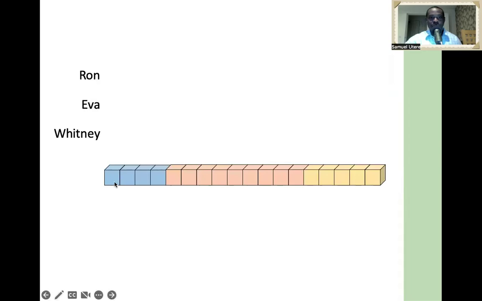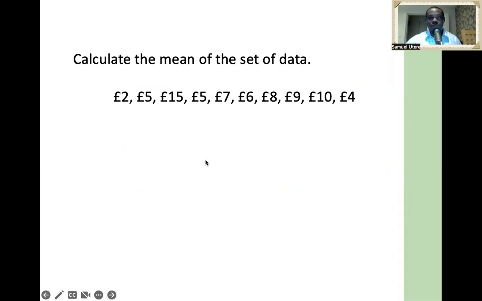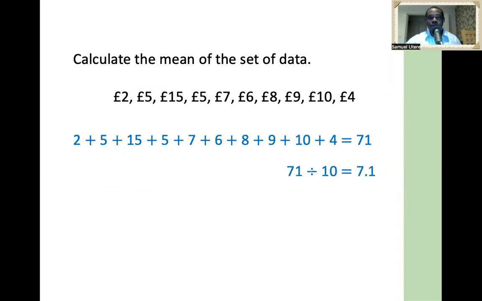So we added the number of cubes that Ron had, which is 4. We added the number of cubes that Eva had, which is 9. We added the number of cubes that Whitney had, which is 5. And then when we added everything, we divided by 3 because the idea is to share it equally amongst them. And that is what we've done here.